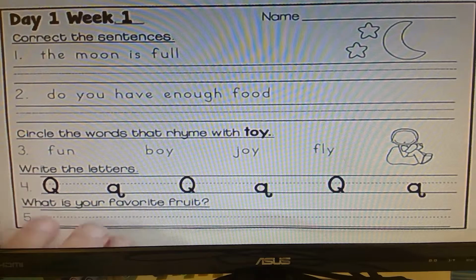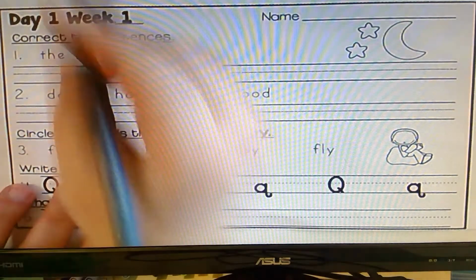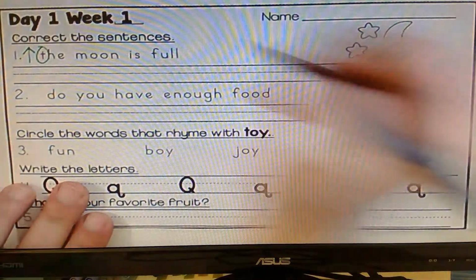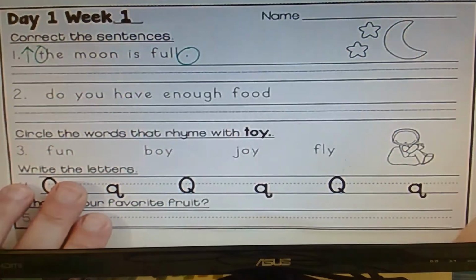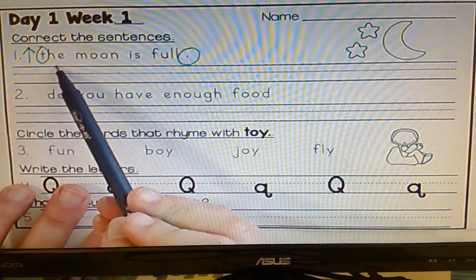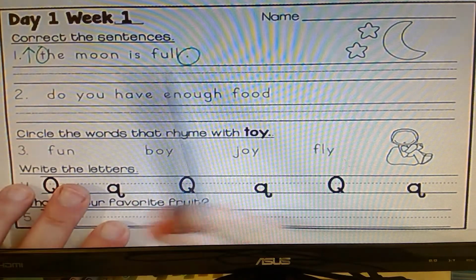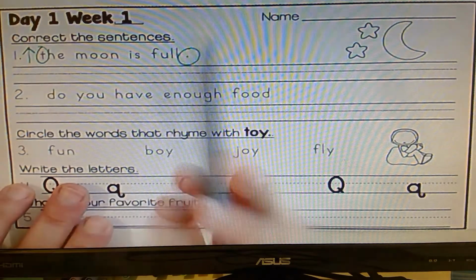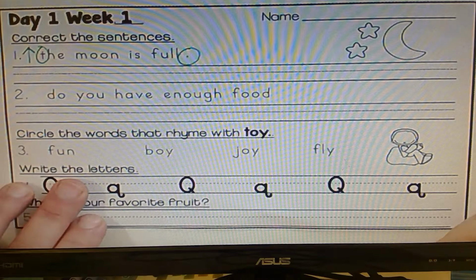All right, let's go ahead and correct the morning work. You should have seen that we need a capital T, okay, and that you need punctuation. I'm sorry, I jump ahead sometimes. I get right in the zone. Number 1 says, the moon is full. The moon is full. And those are the two corrections. And then you use your neatest handwriting to write it out.